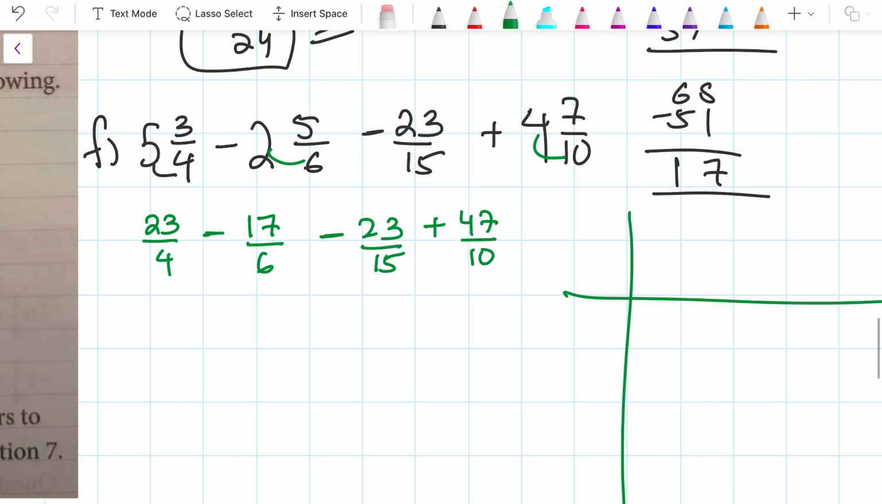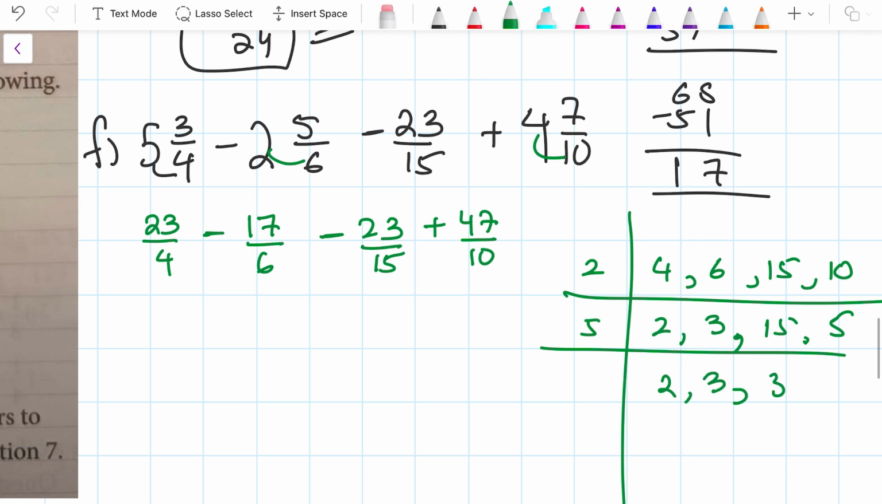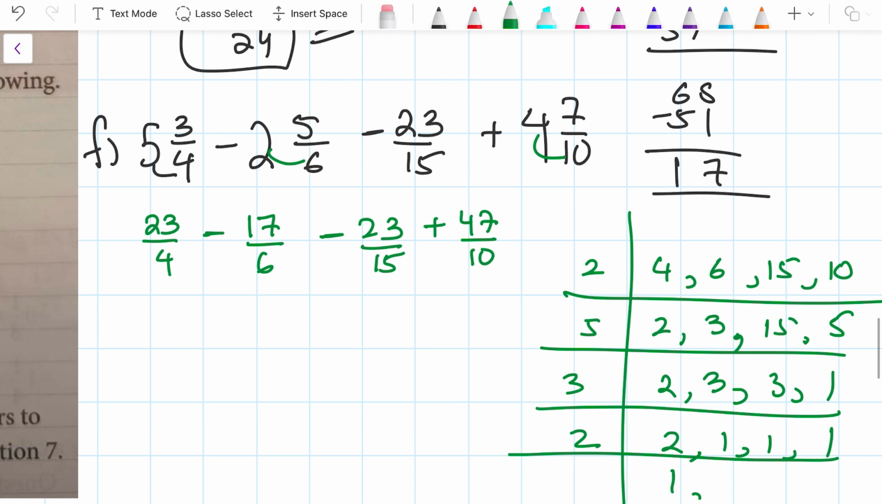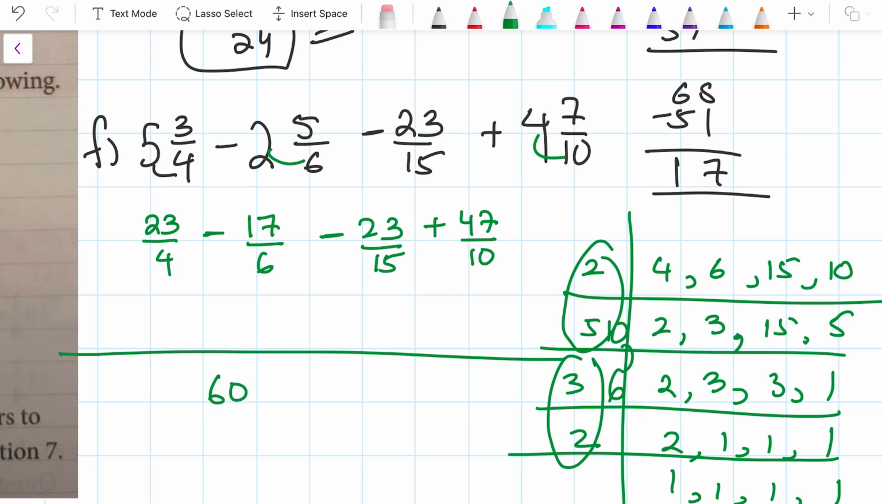Let's take the LCM. 2 times 2, 3, 15, 5. 5 times 3 and then a 1. 2, 1, 1, 1. 5 times 2 is 10. 3 times 2 is 6. 10 into 6 is 60. Now 60 divided by, we need a 15 here to make it 60. 10 by 4 by 6.